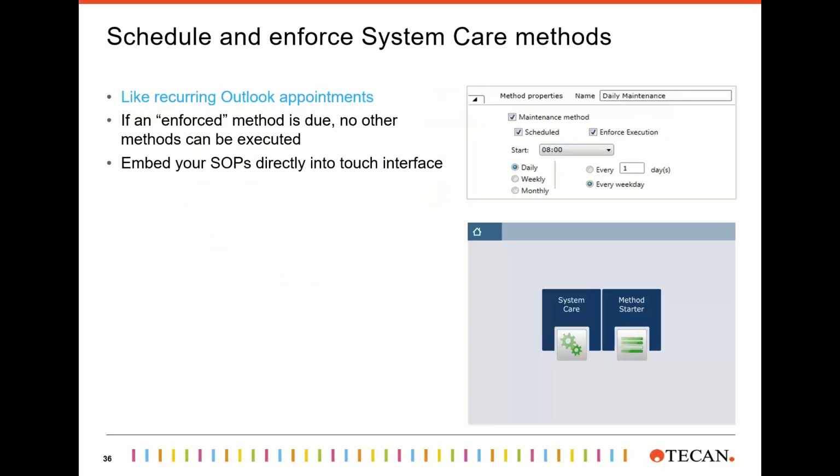Something that I quickly mentioned at the very first demo is that you can be prompted to do system care. So you saw that orange flashing system care button in my Touch Tools interface. And this is something you can actually set up yourself. For each maintenance method, you can schedule it like Outlook appointments. You can say, okay, it needs to be done every day at 9 or whenever, and you can even enforce its execution. So you can lock the Fluent: nothing can be run until that particular maintenance method has been executed. This makes it very easy to ensure that your instrument is well taken care of on a regular basis.